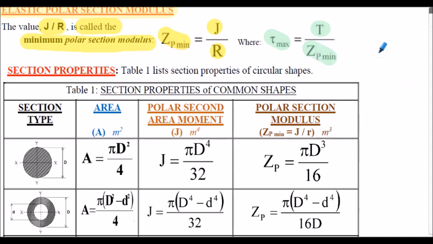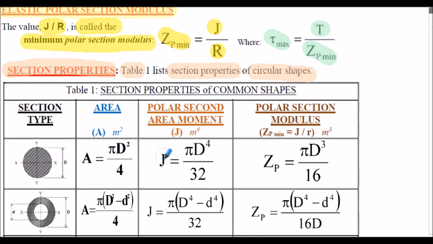And it's often the value of the maximum shear stress in a shaft or a circular bar that we're interested in calculating. Let's consider circular section properties. Table 1 below lists section properties of solid and hollow circular sections.